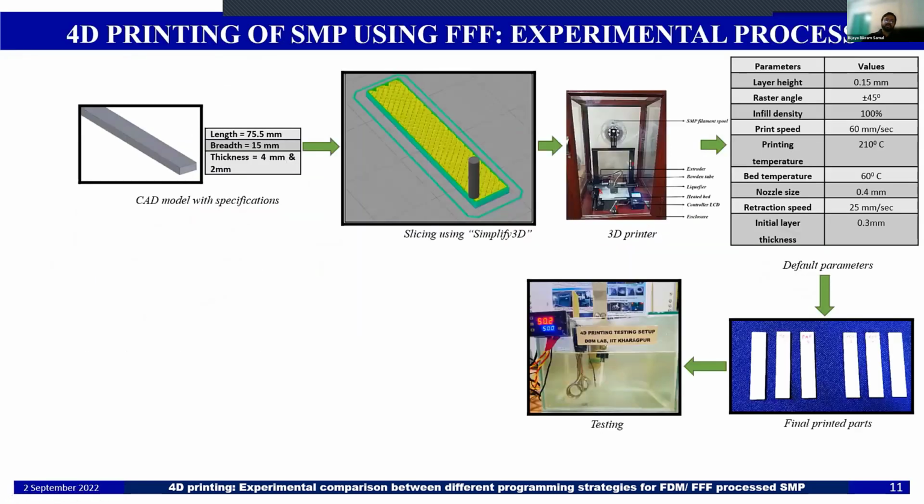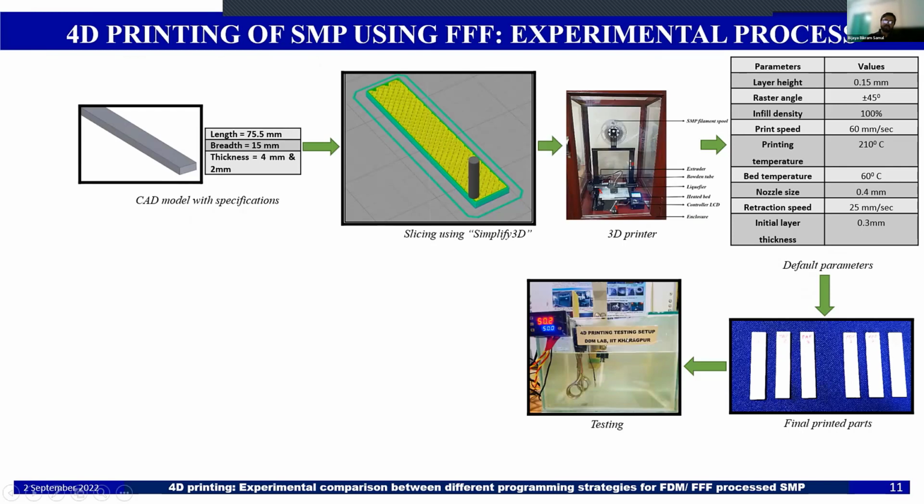So for that, we have made a CAD model as per the length, breadth, and thickness. We have varied thickness too, so we have taken two sets of samples. After that, we have used Simplify3D to slice it, and we have used FDM 3D printing to print it as per the default process parameters. Then after that, we have the final printed part, which can go for the testing.